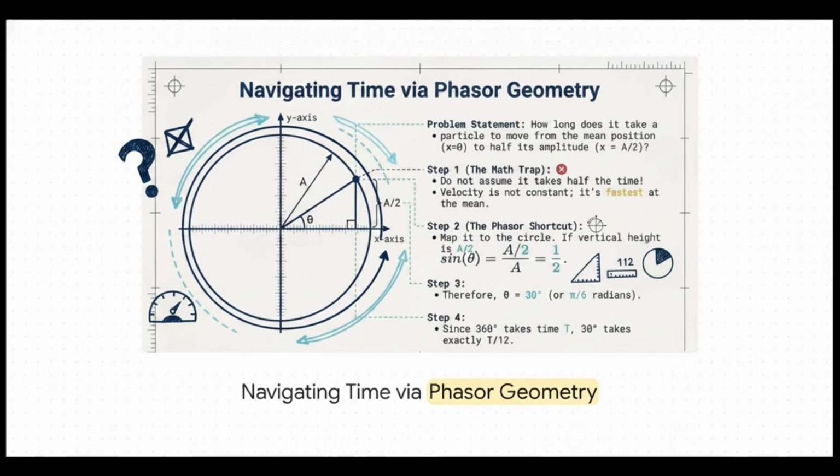By mapping a vertical height of half the amplitude onto our circle, we get a sine of theta equal to 1/2. Basic trig tells us that translates to exactly 30 degrees, and since 30 degrees is 1/12 of a full 360-degree circle, we instantly know it takes exactly 1/12 of the total time period to reach half amplitude. No calculus needed for sure, just pure, beautiful geometry.